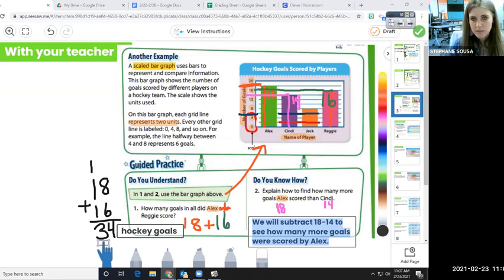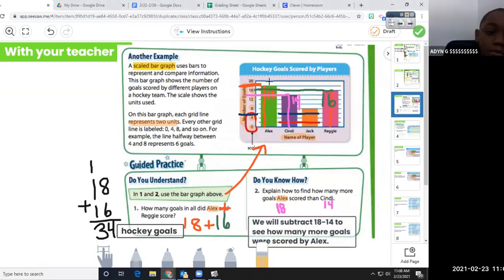Any questions? Aiden G. I'm confused on how you put it in the middle of 12 and 16, the middle line that's in between, and it made 14. Sure. So the question is, how did you get to 14 when it's in the middle of 12 and 16? So Aiden, I'm going to erase all this so that we can see it a little bit better.